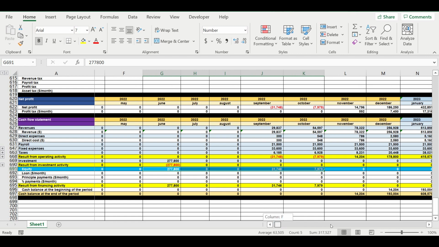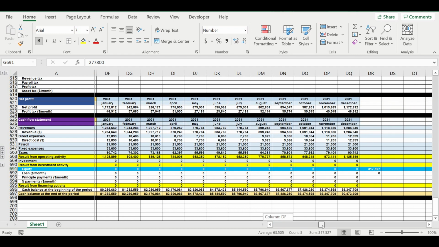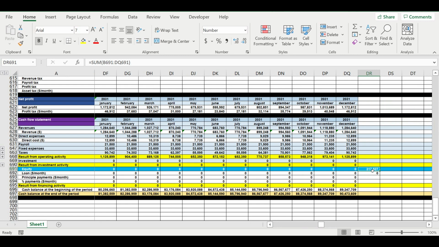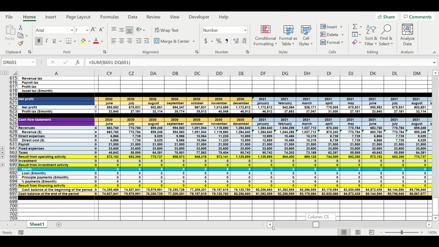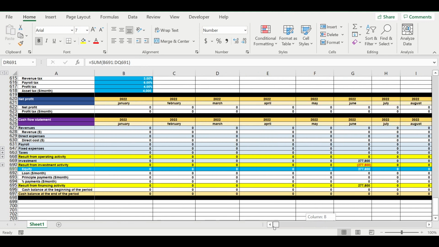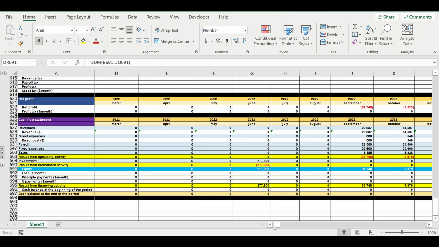So now we can just create the total for this line. Here it is. I've just created the total, and now we know that we need this amount of financing to start the business. Also, we may add a loan. For example, in June 2022 we may add a loan.